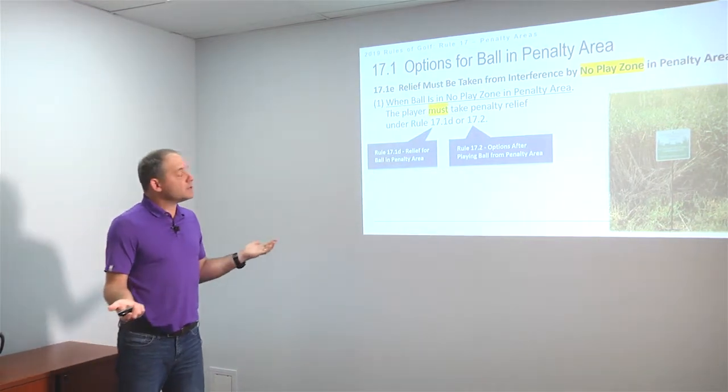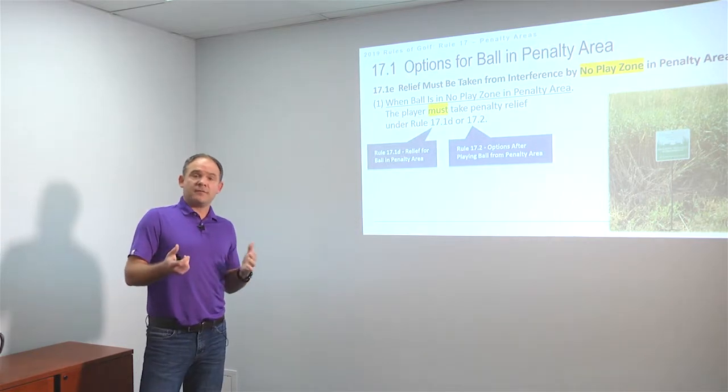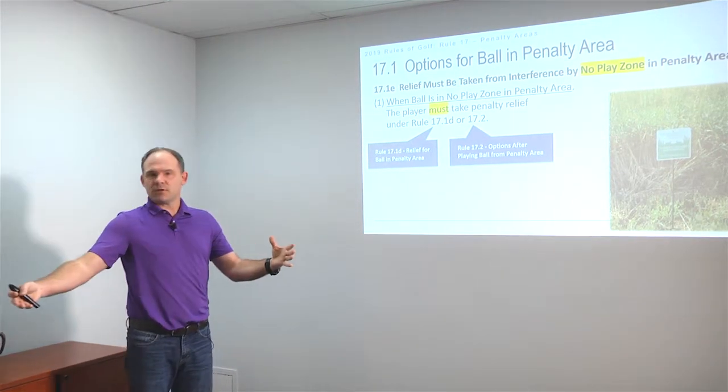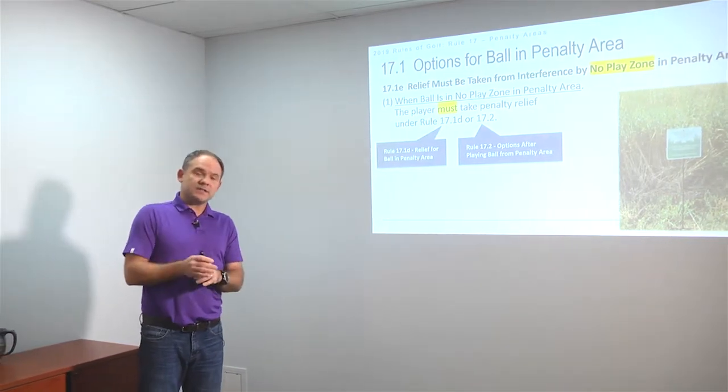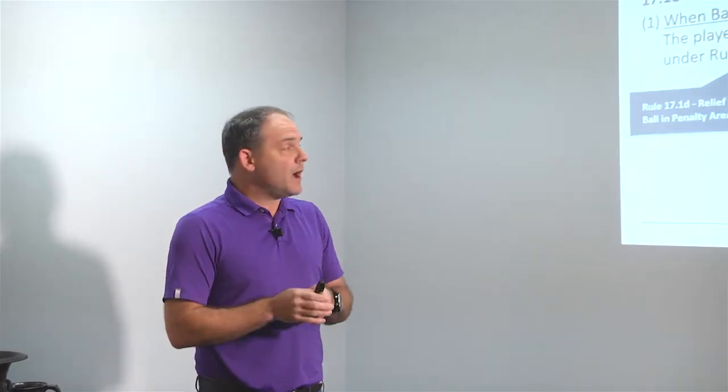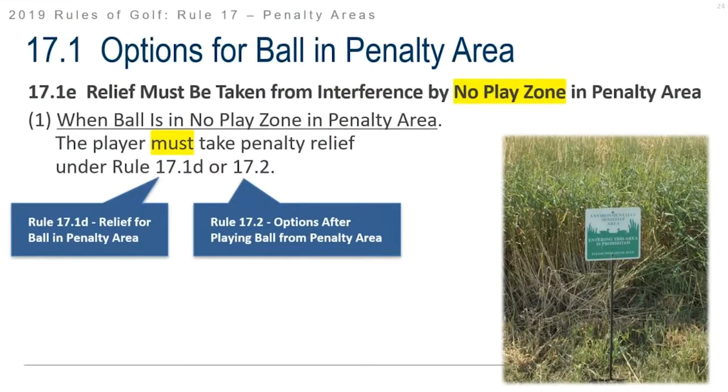Now this is going to be a rare situation more than likely, that we're going to have a penalty area that is divided up into a no-play zone and just a regular penalty area. For the most part, you're going to see the penalty area and the no-play zone be concurrently the same measurements. But under Rule 17.1D, you're going to have to take relief because 17.1E says you cannot play from that no-play zone and you must take penalty relief, okay?